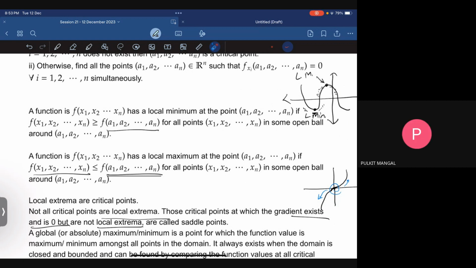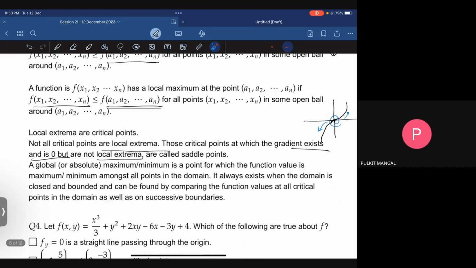So, global maximum and minimum. A global or absolute maximum or minimum is a point for which the function value is maximum or minimum amongst all the points in the domain. Just like the example of x square plus y square, its global minimum would be 0. And if I take minus x square minus y square, then its global maximum we can find, that is 0 again. It's just the mirror image of the above function.